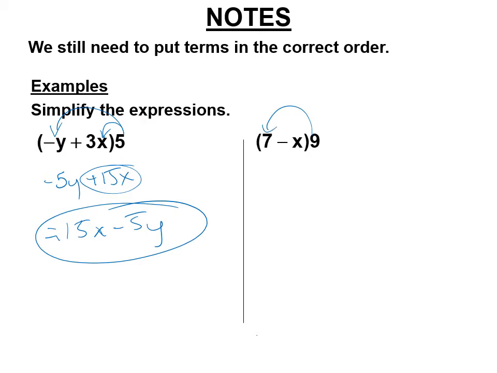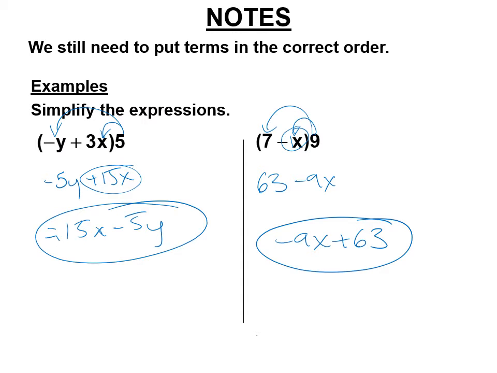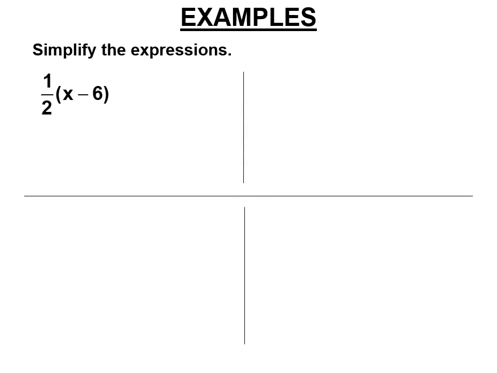Here, 9 times 7 is 63. 9 times negative 1x is negative 9x. But in the answer key, that would be written as negative 9x plus 63. Alphabetical order with numbers at the end.